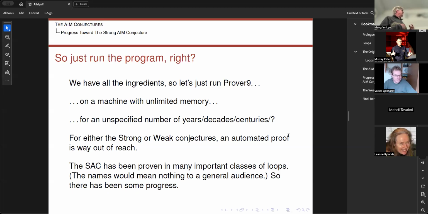Now, I will say that the strong AIM conjecture has been proven in many, many important classes of loops. I'm not going to list them because they wouldn't mean anything to you. One could argue that all the loops that any loop theorist actually cares about are in such classes, where the strong AIM conjecture is actually true. So there's been definite progress, but the general strong AIM conjecture, no, not really.